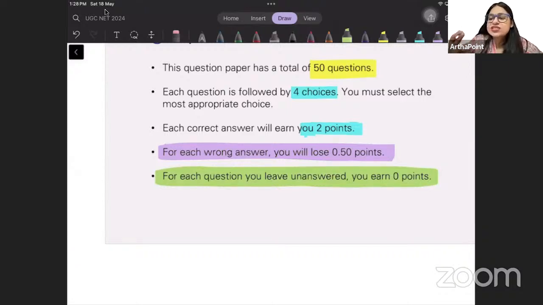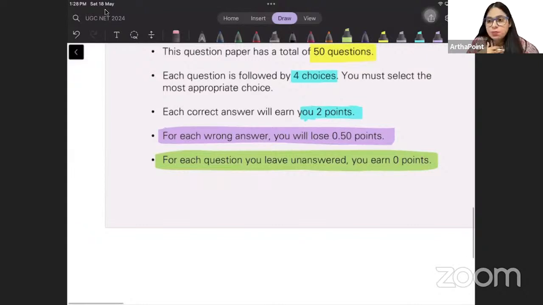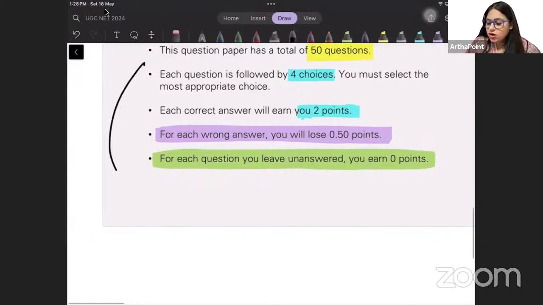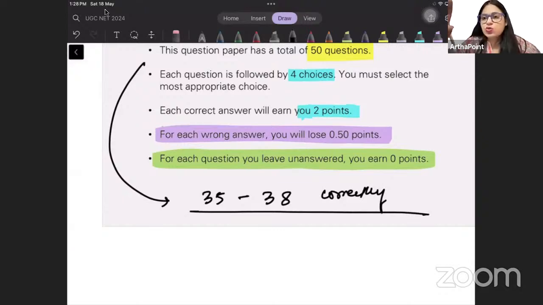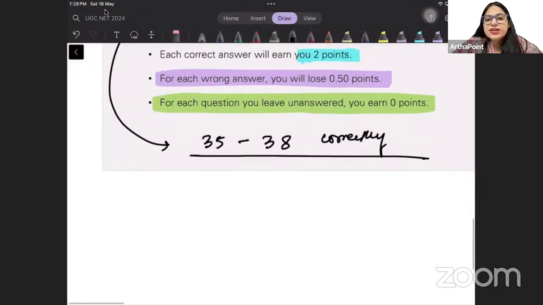So what is a safe score? According to me, you need to make sure that you do at least 35 to 38 questions correctly. That is a good start. 35 to 38 questions correctly is a good way to get an admission at IIT Kanpur.